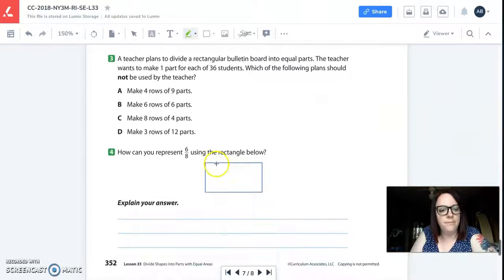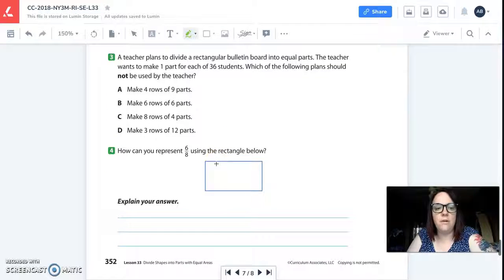Number 3. A teacher plans to divide a rectangular bulletin board into equal parts. The teacher wants to make 1 part for each of the 36 students. Which of the following plans should not be used by the teacher? A, make 4 rows of 9 parts. B, make 6 rows of 6 parts. C, make 8 rows of 4 parts. Or D, make 3 rows of 12 parts.